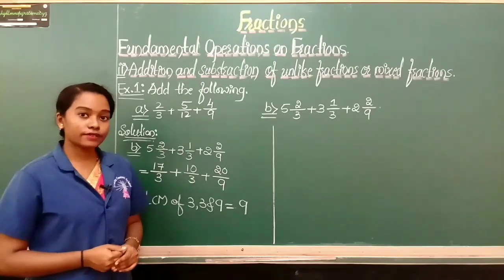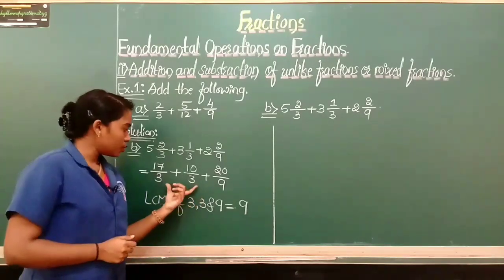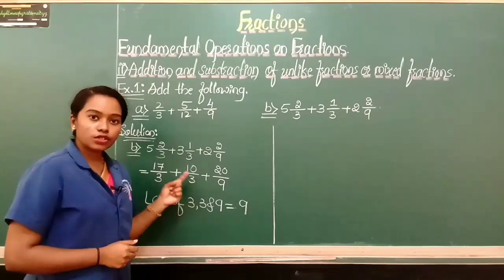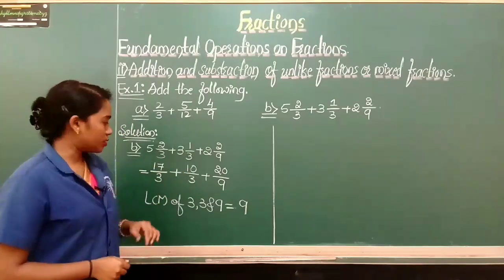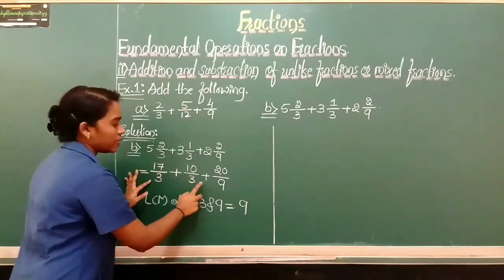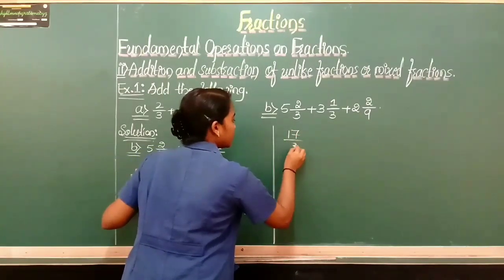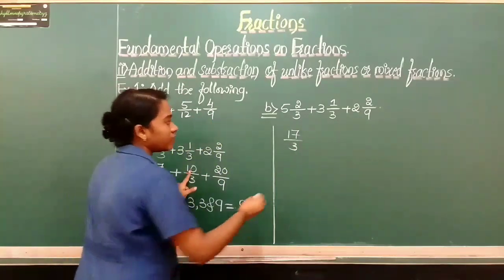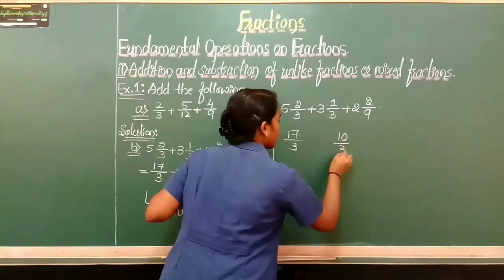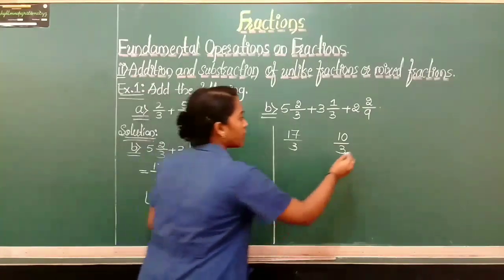Now, what we have to do? We have to convert these unlike fractions into like fractions. For that, write these fractions here: 17 by 3, 10 by 3 and 20 by 9.